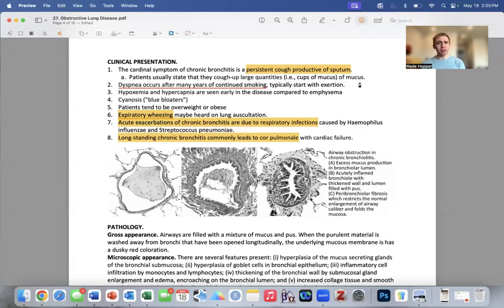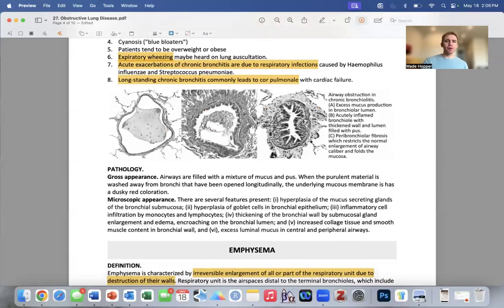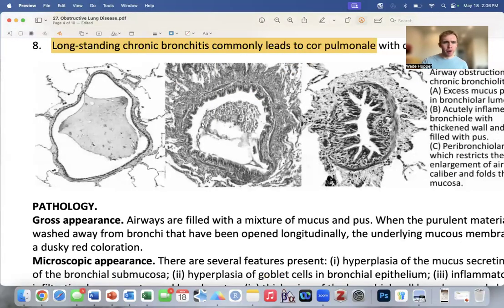They may have wheezing. Can lead to cor pulmonale. Talk about that a bit later. Good photos here of your airway in chronic bronchitis.